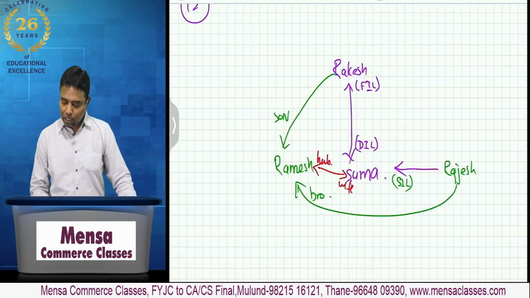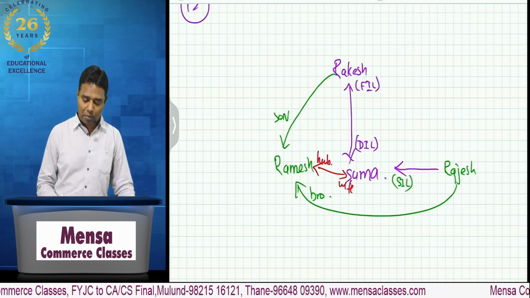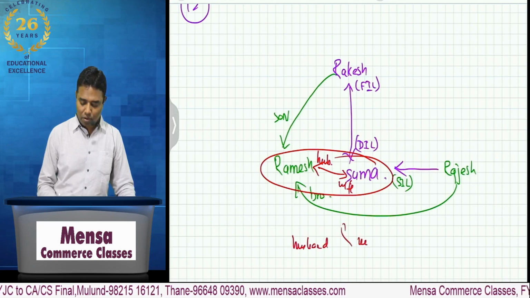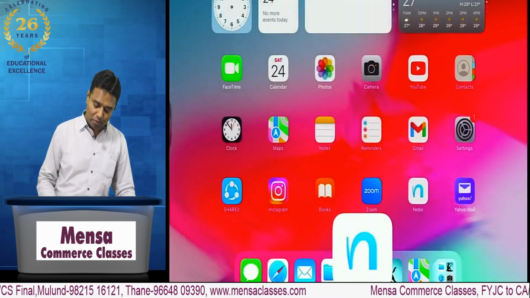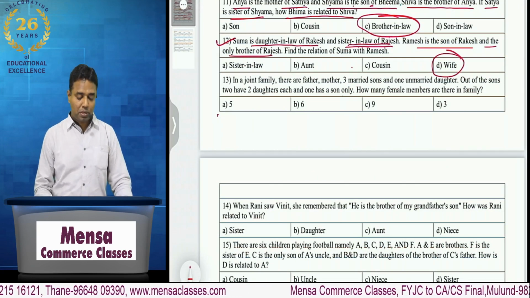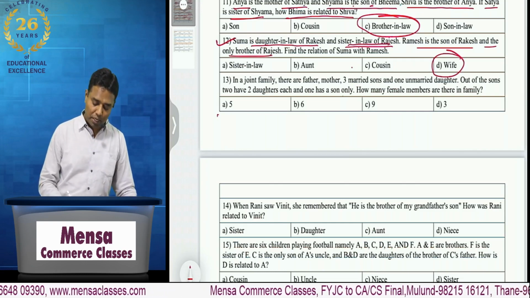Now what does the question ask? Find the relation of Suma and Ramesh. So very obviously it is husband and wife. That is the correct answer, right? Husband and wife is a relation. So let us check what is here, wife. So option number D is the correct answer. Fine. Let's move on to the next one. 13th one.